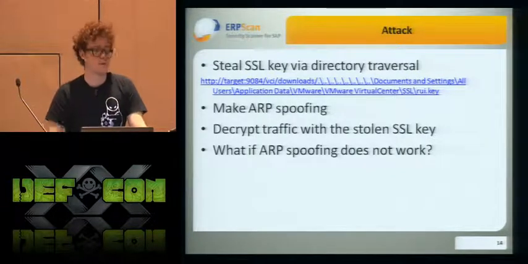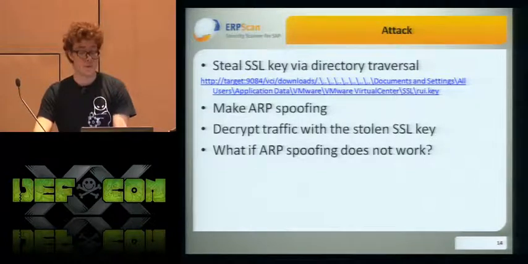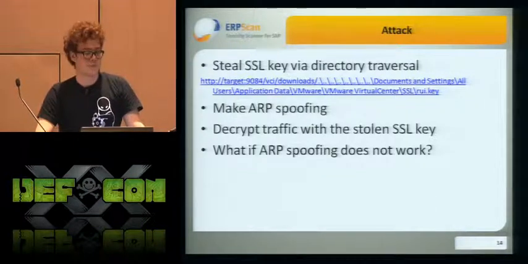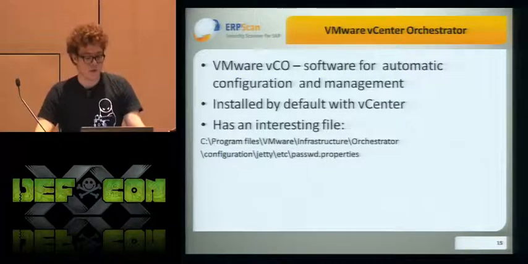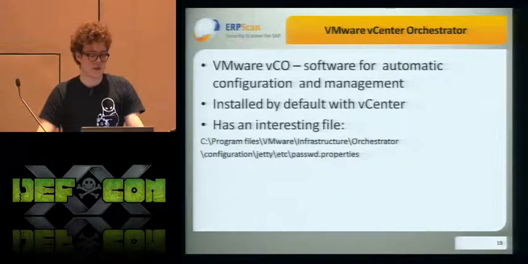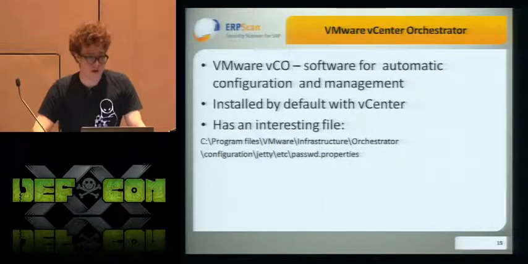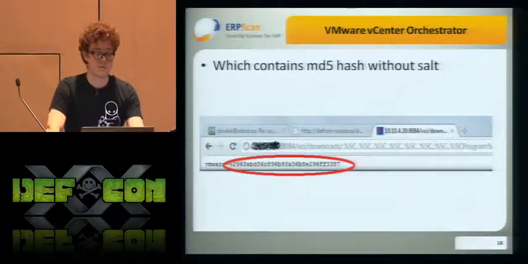So we found another way. We just stole the key via directory traversal, made ARP poisoning, and decrypted the traffic. But what if ARP spoofing doesn't work? So we did a little analysis and found vCenter Orchestrator. It's software for automatic configuration and management of vCenter, and it's installed by default with vCenter. It has interesting files like jetty password properties. Each contains an MD5 hash without a salt.